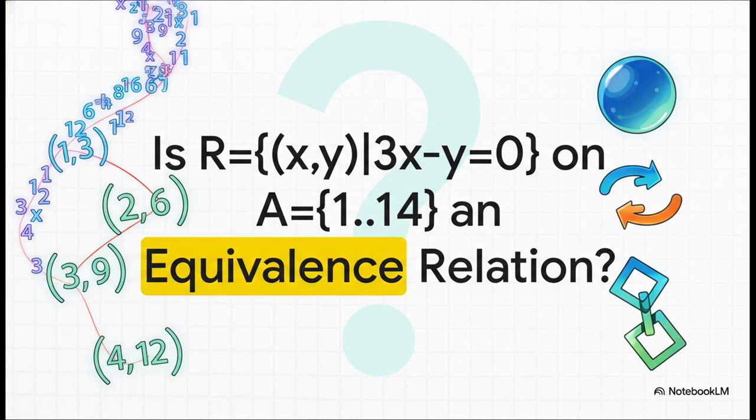Okay, here we go. Case number 1. Our set has the numbers 1 through 14, and the rule for our relation is 3x minus y equals 0. That's just a mathy way of saying y equals 3x. So let's figure out what pairs are actually in our relation.